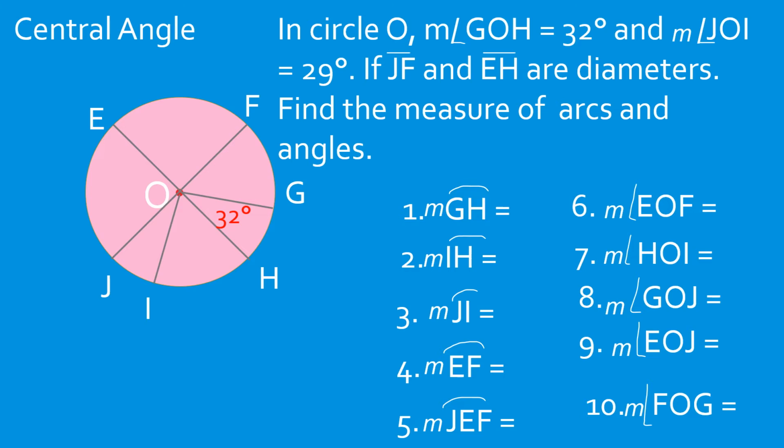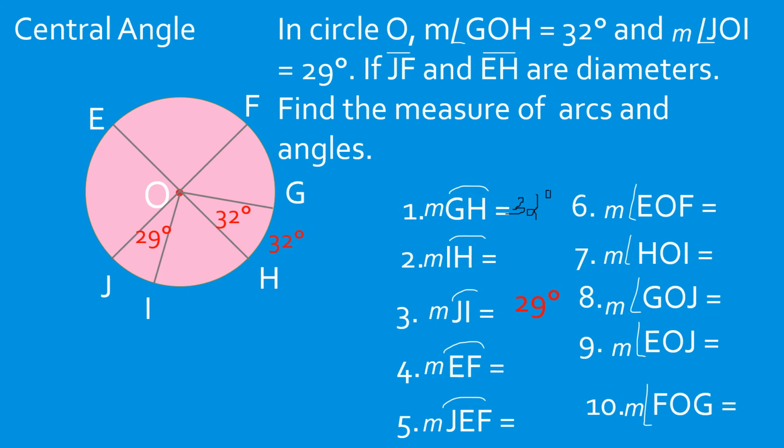If that is 32 degrees, number 1 here, we are asked to find the measure of arc GH. Therefore, that is equal to 32 degrees. Now, what about the measure of arc IH? IH is here. But first, we need to write the measure of that angle, which is 29 degrees. And if this is 29 degrees, therefore, the measure of arc JI is also equal to 29 degrees.